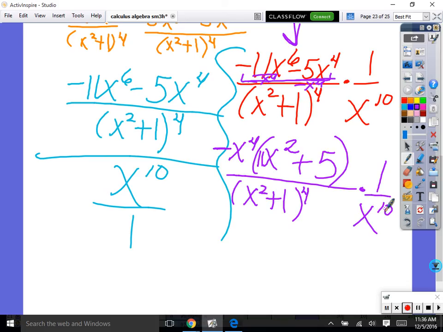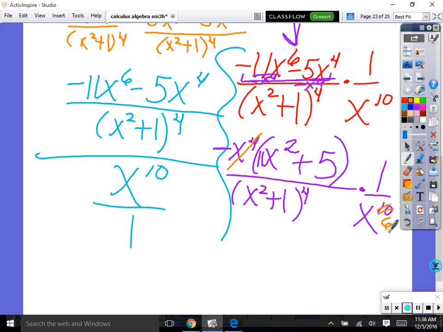Now we can simplify x's. We have an x to the 4th on top. The negative is not connected to it. That's negative 1 in front. So we're looking at x to the 4th divided by x to the 10th. What does that leave me with? X to the 6th on bottom. So we have an x to the 6th.